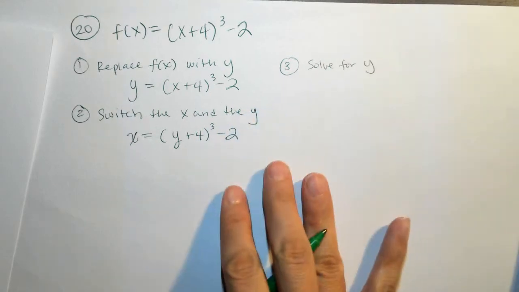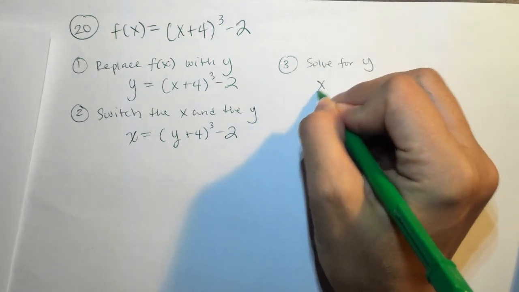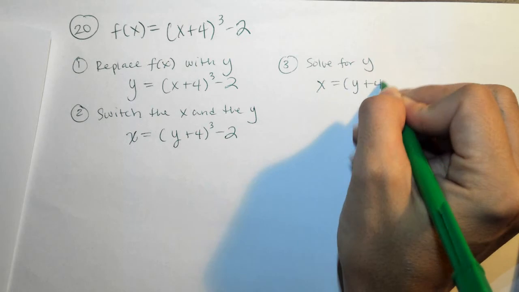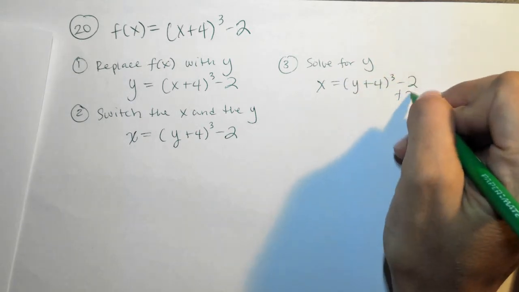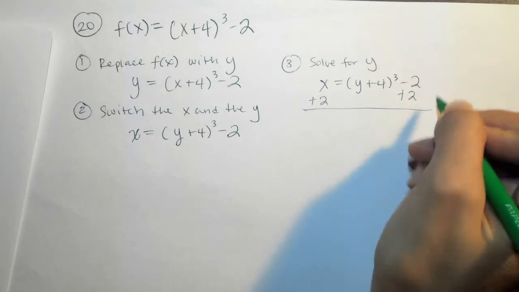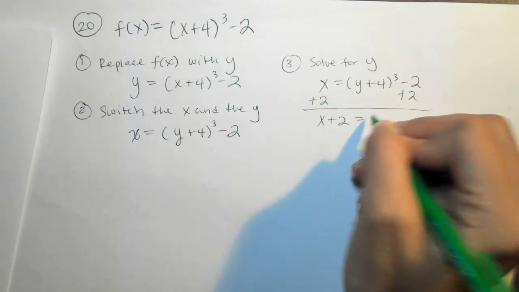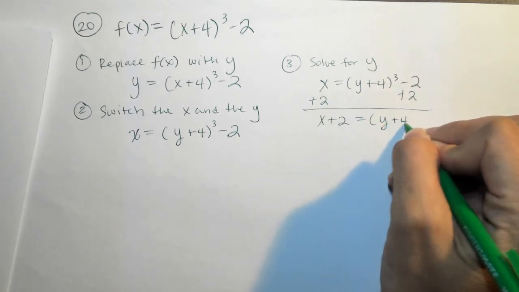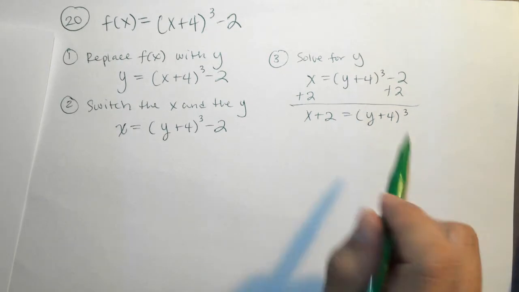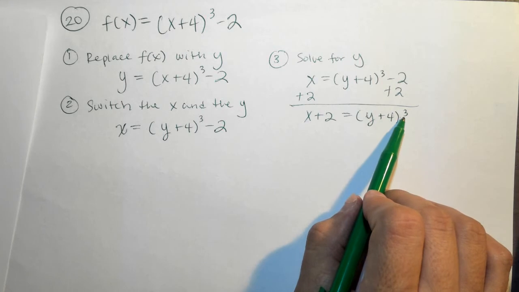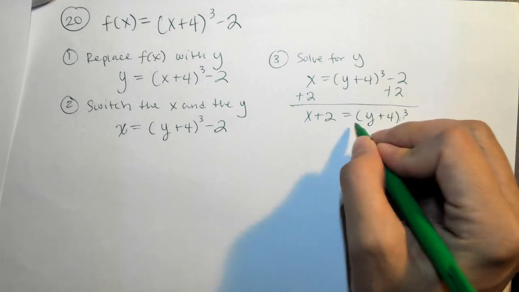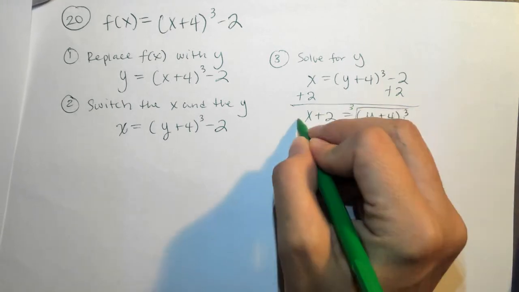Step number 3, I'm going to now solve for y. So I want to get y by itself. So I have x equals (y plus 4) cubed minus 2. In order to get y by itself, I'm going to add 2 to both sides. So I get x plus 2 on the left equals (y plus 4) cubed. And then I want to get rid of a cube. So how do I get rid of a cube? I'm going to take the cube root of both sides.